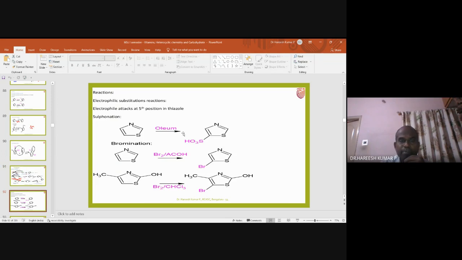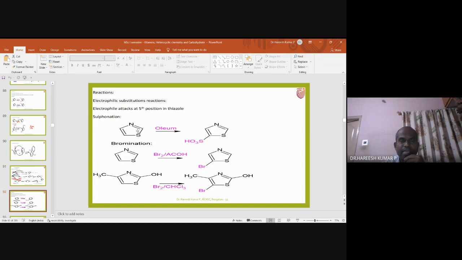So here I'm discussing the reactions, more particularly electrophilic substitution reactions. Thiazole undergoes electrophilic substitution at the fifth position. This position is called the fifth position. How is it the fifth position? You have to do the numbering starting with the sulfur: 1, 2, 3, 4, 5. The fifth position is electron rich, and the electrophile will attack the fifth position of the thiazole.